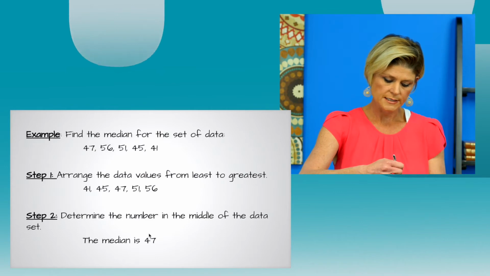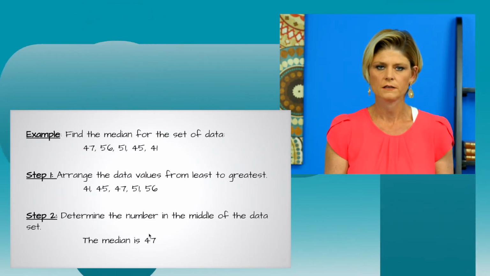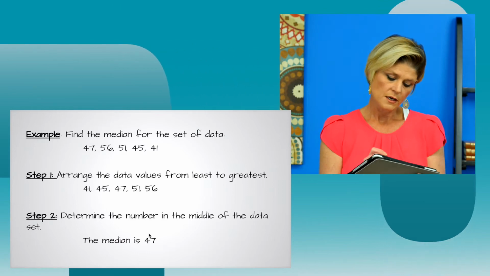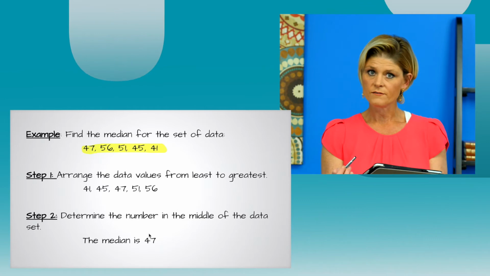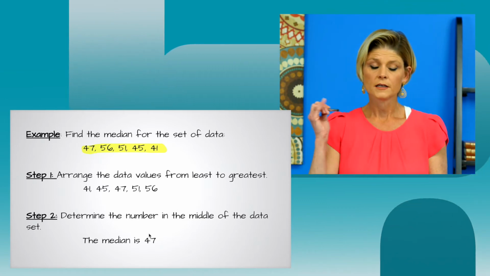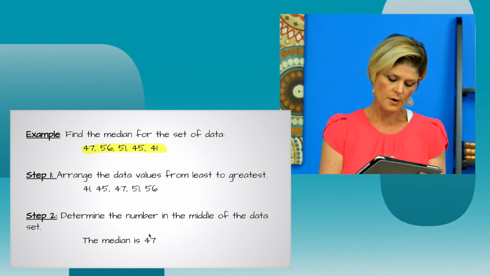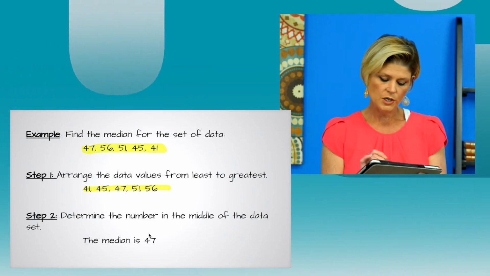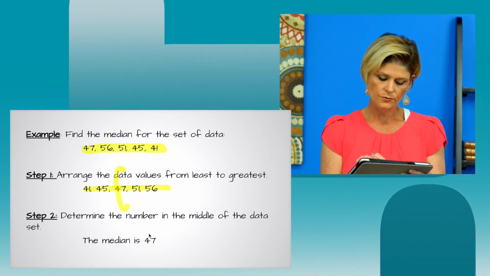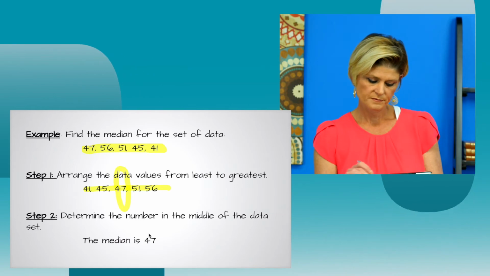Let's take a look at an example of median. It says find the median for the set of data. It's the same one we did last time for mean: 47, 56, 51, 45, and 41. So step one is to arrange the data values from least to greatest, which gives us 41, 45, 47, 51, and 56. We just go to the one that's in the middle, 47. It's right smack dab in the middle. So that one was pretty easy.